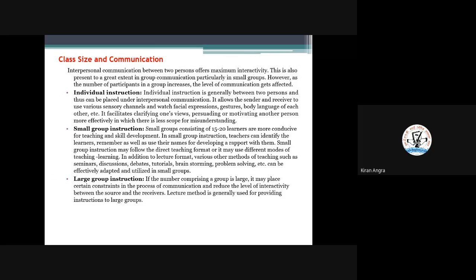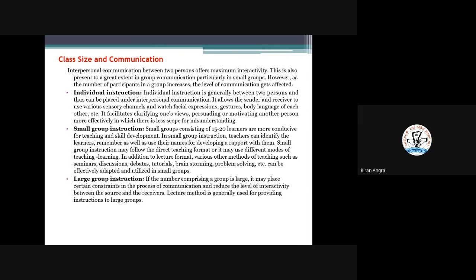So the purpose is very clear, but if the class size is small, you have more interactivity, means you have more feedback as well as communication. You can talk to each other. So in this class size, there can be an individual instruction, small group instruction, or large group instruction.